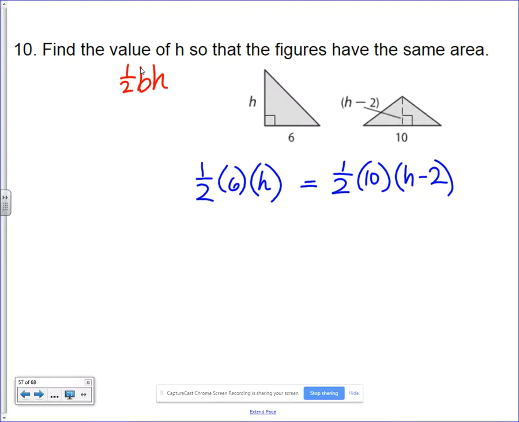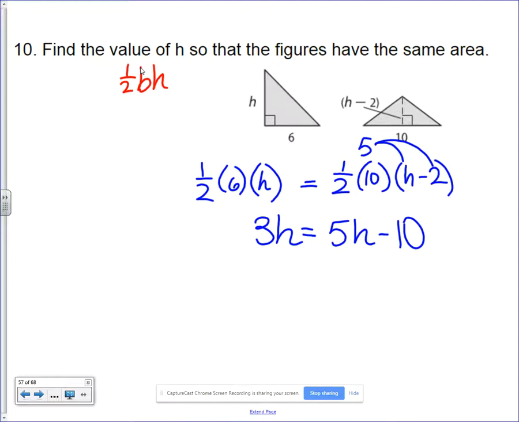So all you're going to do is multiply them all together. What's 1/2 of 6 times h? 3h. Now you notice in the next one, we do have a subtraction sign in here, don't we? So you need to do a 1/2 times 10, which is what? 5. You're going to take that 5 and you need to distribute it to the parentheses. What do you get? Good. Now I'm ready to solve.